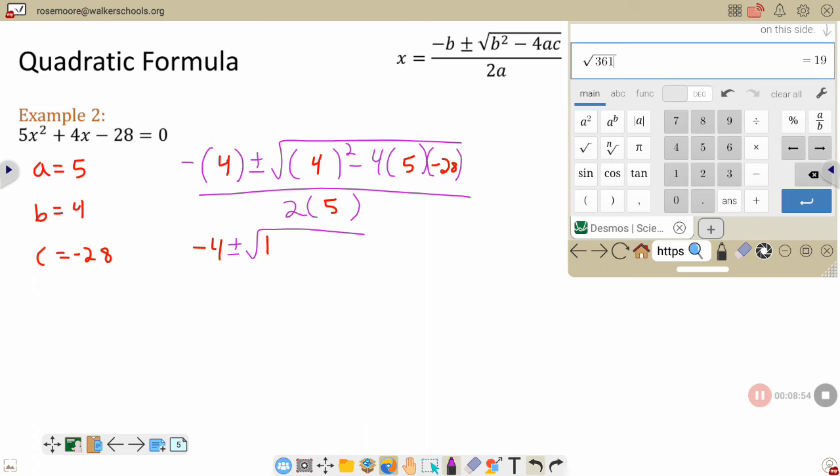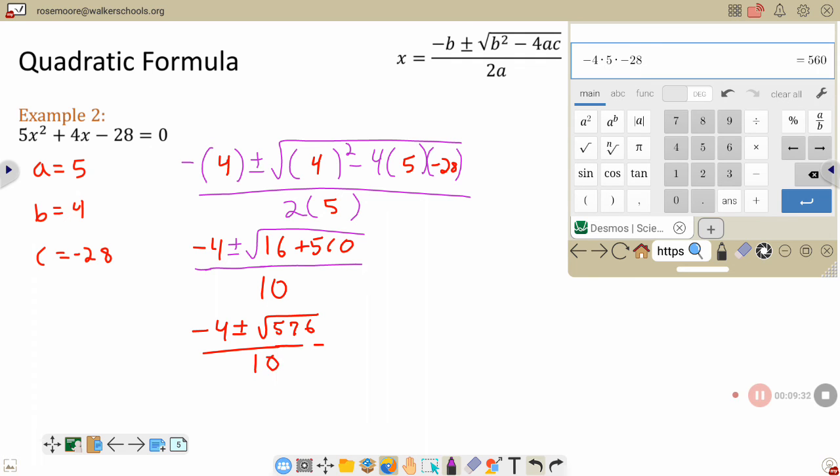And that should be 16 plus, right, just to demonstrate, you can do this on here. We have negative 4 times 5 times negative 28, which is 560, all over 10. All right, so that ends up being negative 4 plus or minus the square root of 576 over 10.